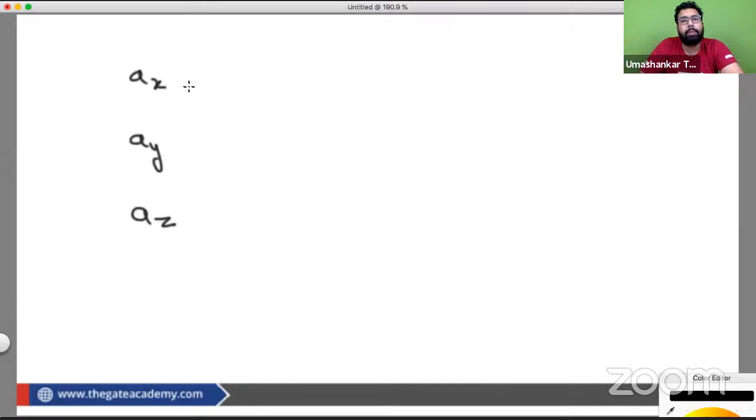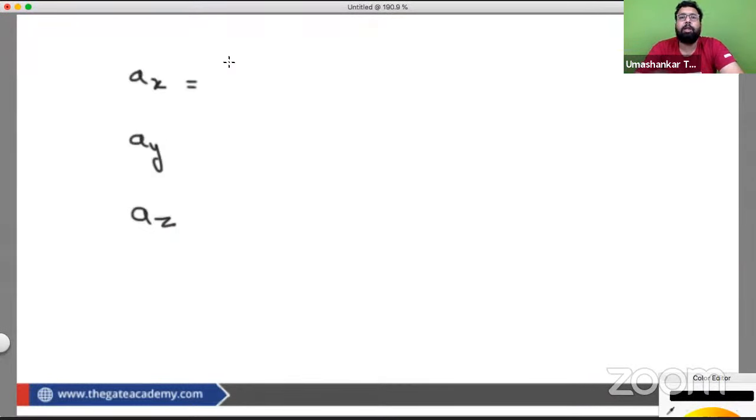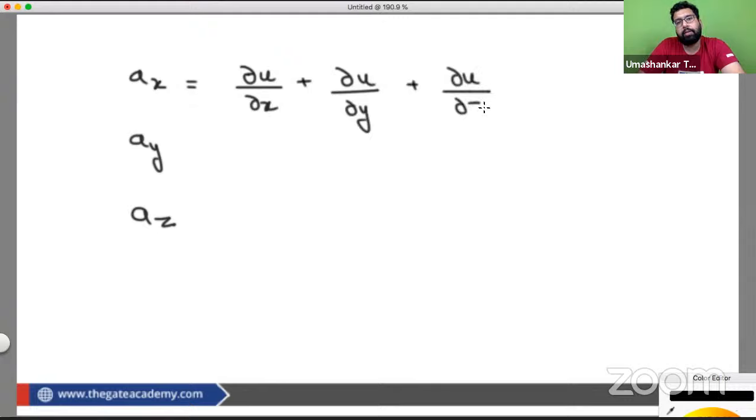So how to find AX, beta? Already we have seen the fluid is steady and incompressible, so there will be only the convective component of acceleration. We can write it like this: u del u by del x. Remember how to write it. The velocity component in the x direction is represented by u, so you can write u here and differentiate it with the space coordinates. This is u, this is v, this is w. We can find this AX from here by putting the value of u.